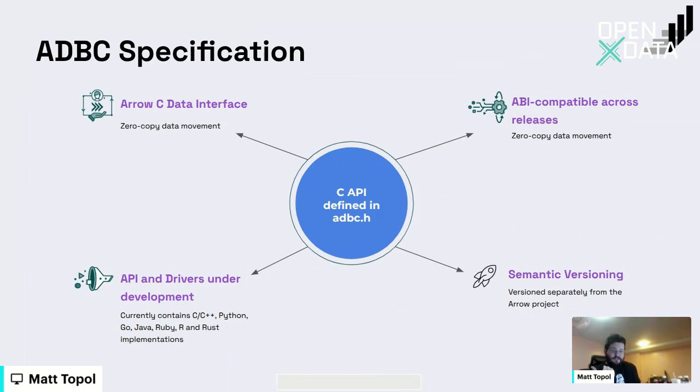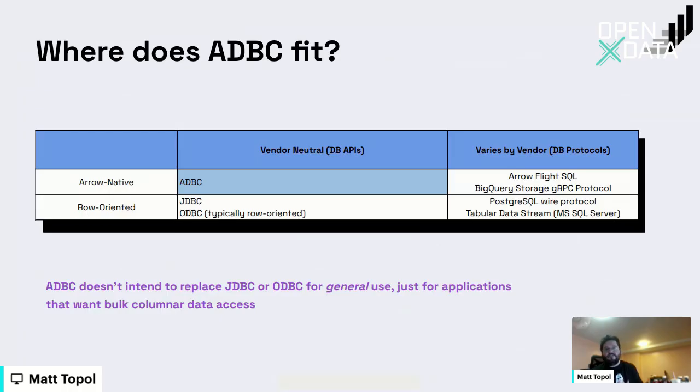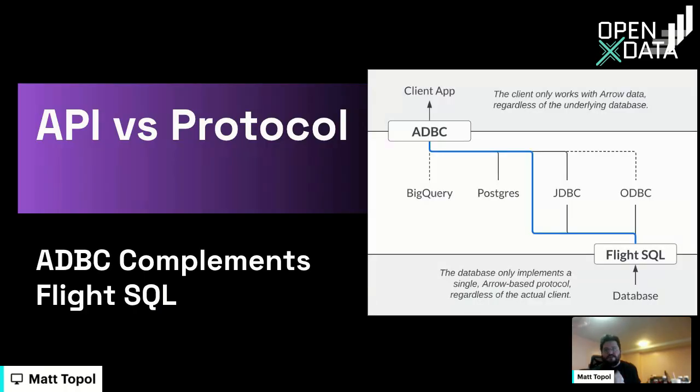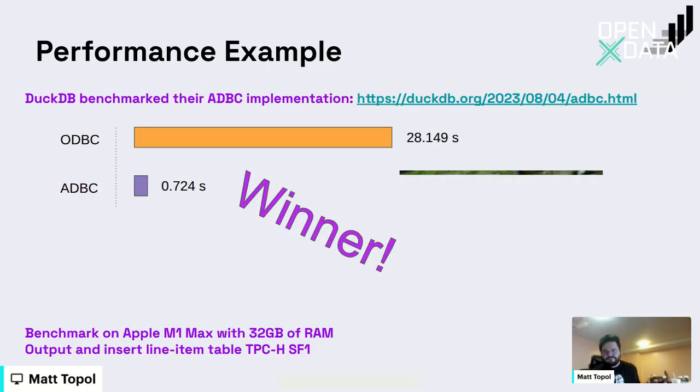And at its core, it's a header file. It's a C interface. It's a vendor neutral API, it's column-oriented, and if your system already returns Arrow, like say Snowflake or BigQuery already do, then it is a significant performance improvement. Now, if you're familiar with Flight SQL, you might be wondering, what's the difference here? Where does ADBC complement Flight SQL? And the point is that it is the client-side API as opposed to Flight SQL being the protocol.